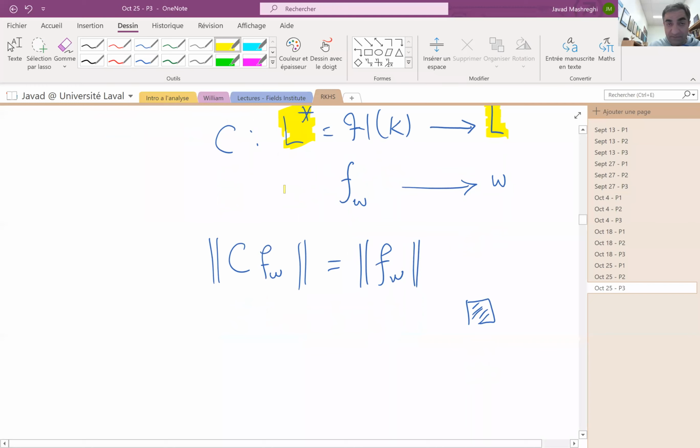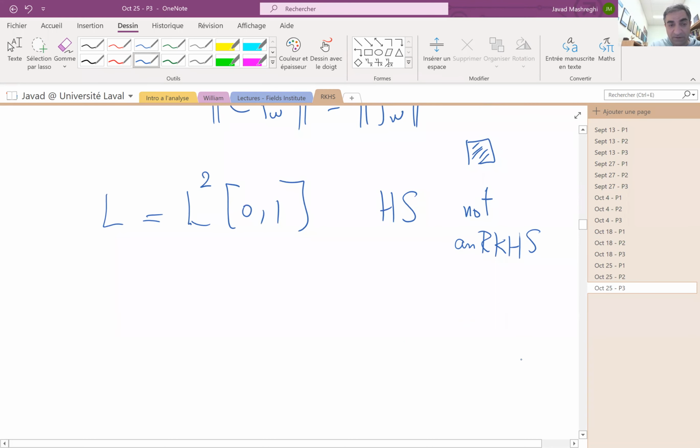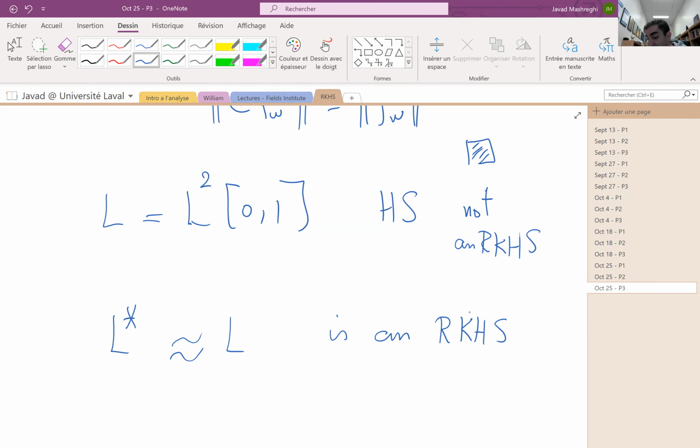So in the light of this proposition, even though we saw before that L equal to L2 of 0, 1 is a Hilbert space but not an RKHS, which is true, if we look at L star, it's almost equal to L, and this one is an RKHS. That's the content of this section.